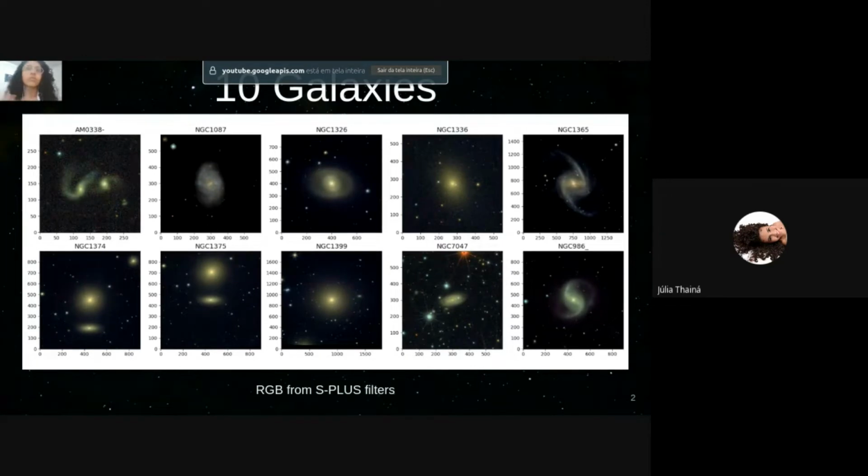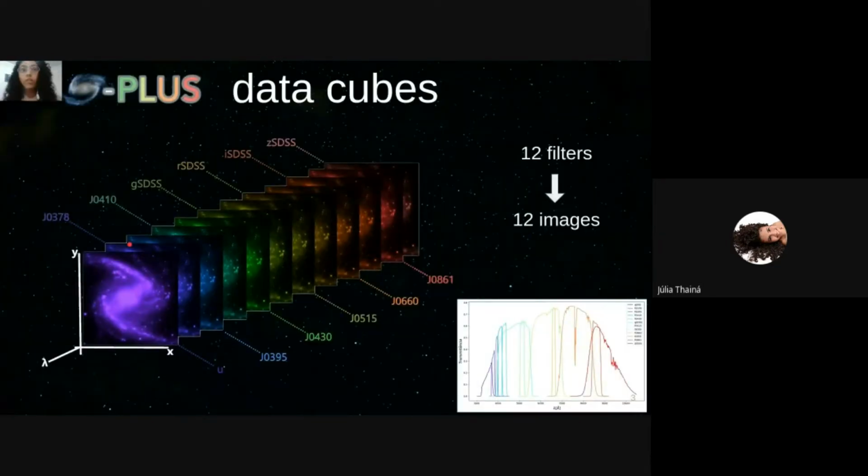Just to introduce, these are the 10 galaxies that we have studied, and the proposal was having a little of everything, like ellipticals, spirals, and interaction galaxies. Then I treated the data like data cubes, as shown in this illustration.